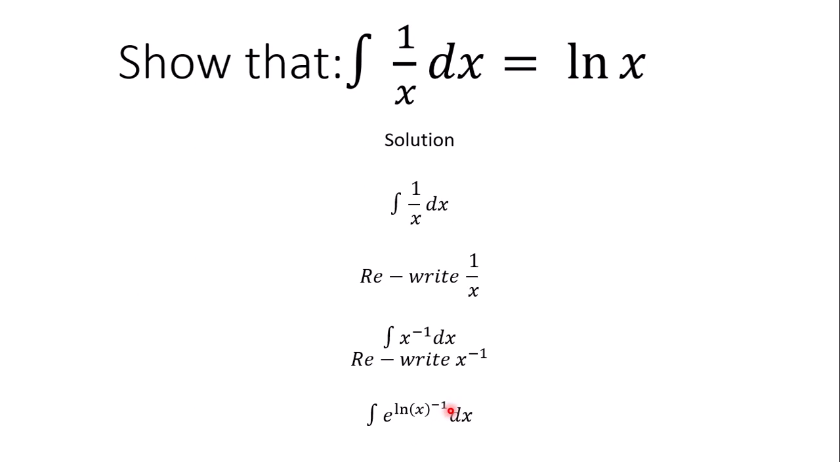Now from the laws of logarithm, this minus 1 here can be written here. Here we are going to do substitution. So substitution. We let u equal to minus natural log of x. Then we multiply through by negative 1. When you do that, you're going to get minus u is equal to natural log of x.